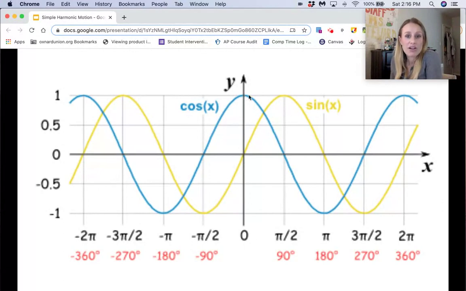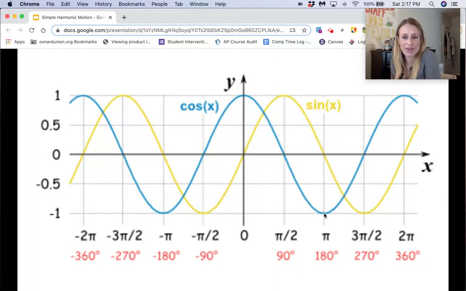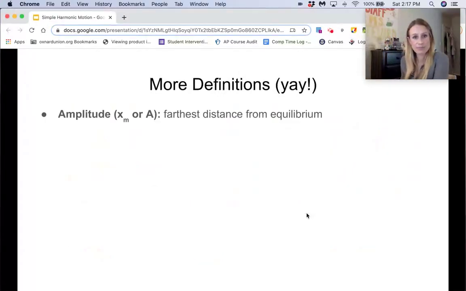However, if our time starts when our particle, or our square, or whatever we're talking about here, is at a negative amplitude position, which would be here, we have shifted a whole pi radians. So that means our phase constant has to be pi radians now, because we have shifted that graph. So that's what that phase constant is. Okay.